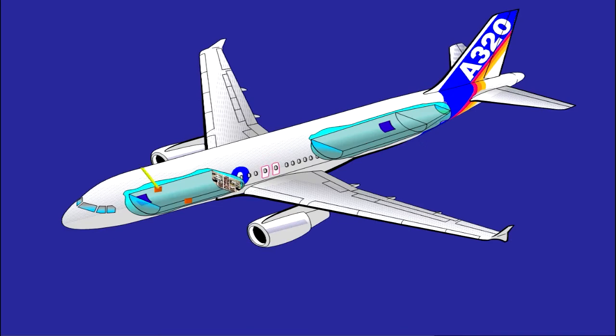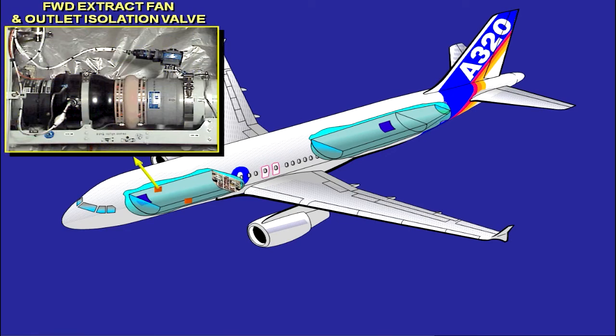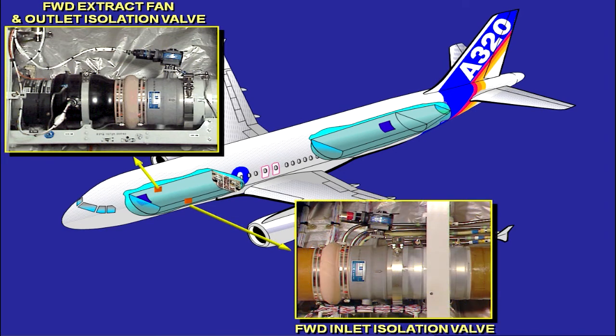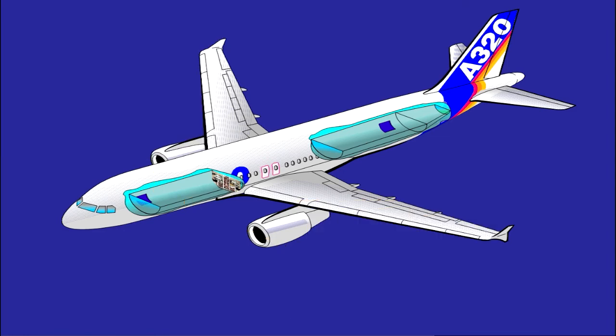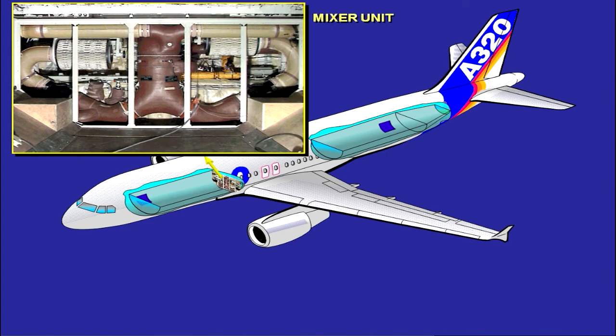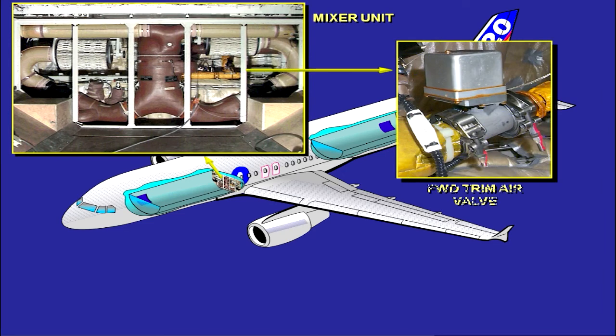The forward inlet isolation valve and the forward outlet isolation valve enable the crew to isolate the forward cargo compartment if cargo smoke is detected. In this case, when the isolation valves close, the extract fan stops. The forward trim air valve receives air from the hot air manifold of the air conditioning system.